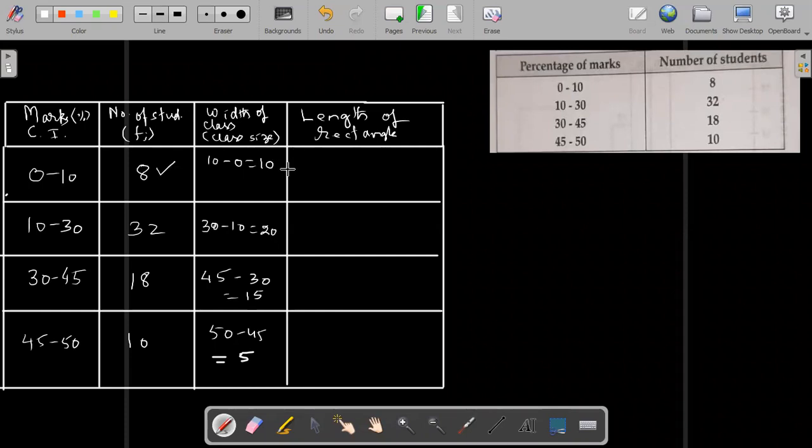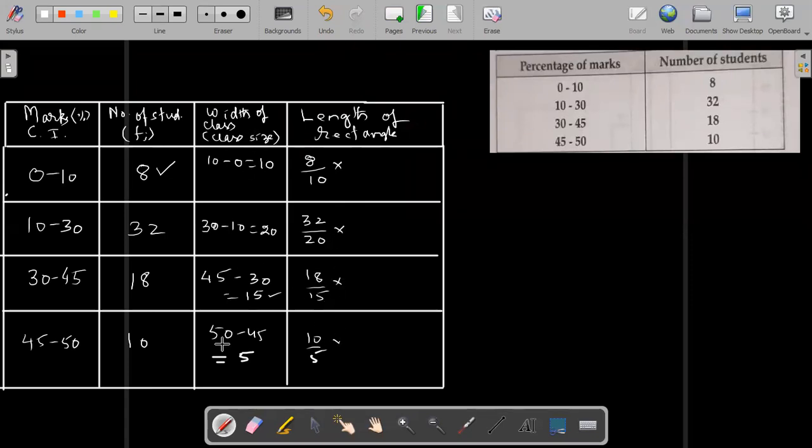So 8 is the given frequency. We have to take the smallest value, which is 5. So this given frequency is 8 divided by 10. Here also 32 divided by 20, 18 divided by 15, 10 divided by 5. Then multiply each number by the minimum width.